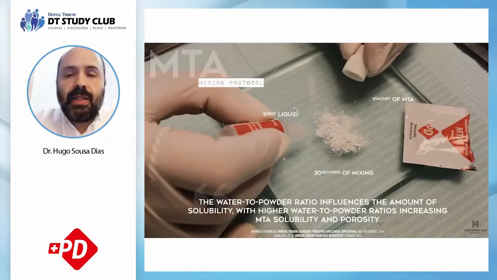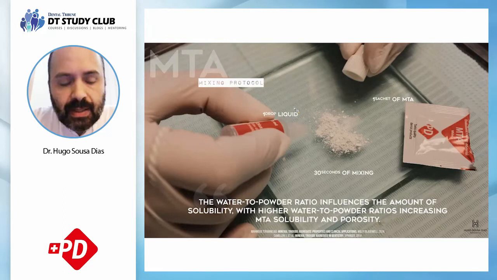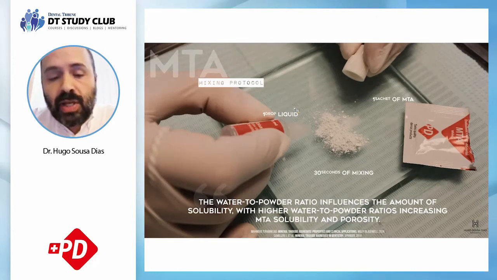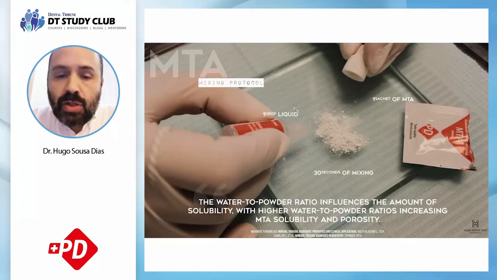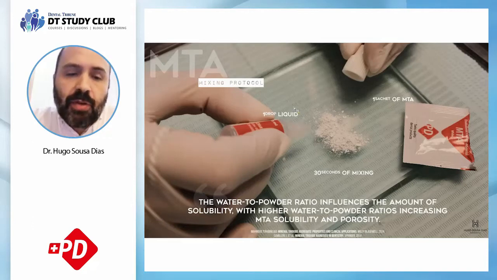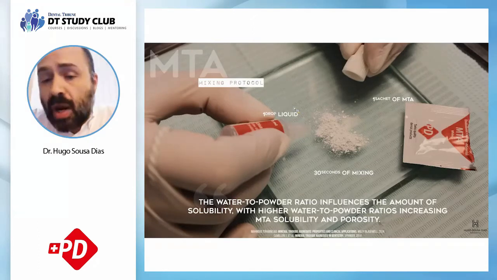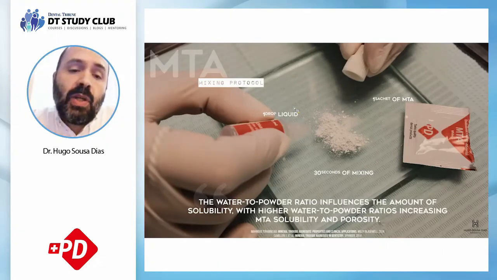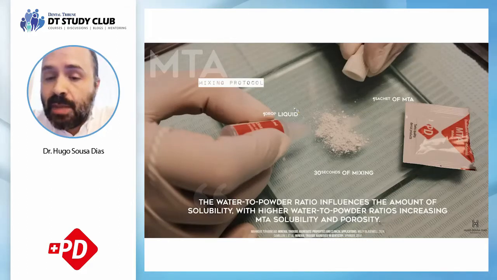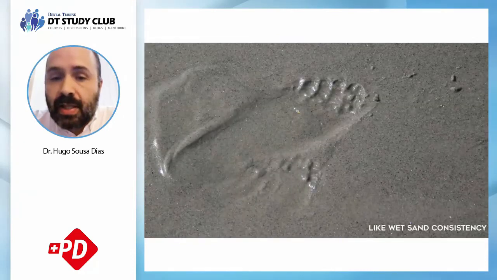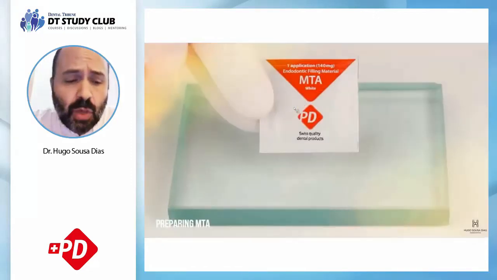How to mix the MTA? We see in the literature that the water to powder ratio influences the amount of solubility. With higher water to powder ratios, the MTA solubility and porosity increase. It's important to follow the mixing protocol, and different types of MTA have different mixing indications. In this one, for example, from Produits Dentaires, the MTA white, they explain that the mixing needs to be 1 drop of liquid with 1 sachet of MTA, mixed during 30 seconds to achieve a wet sand consistency. Let's see this video showing how to mix the MTA.